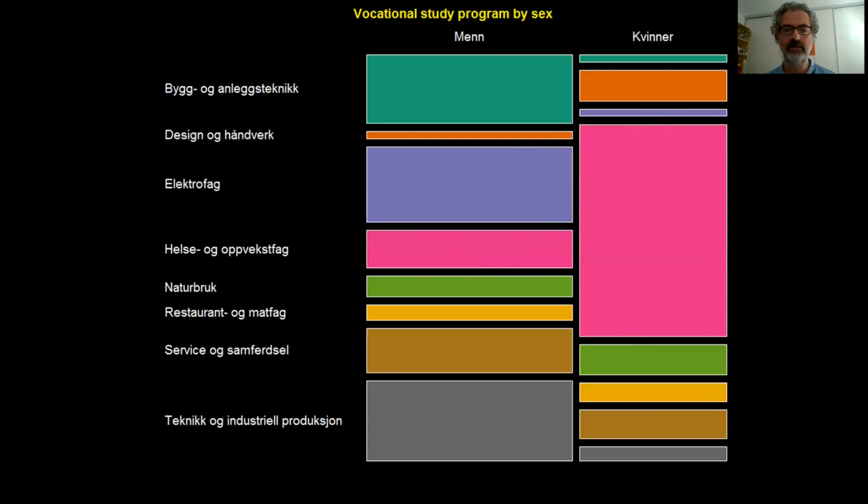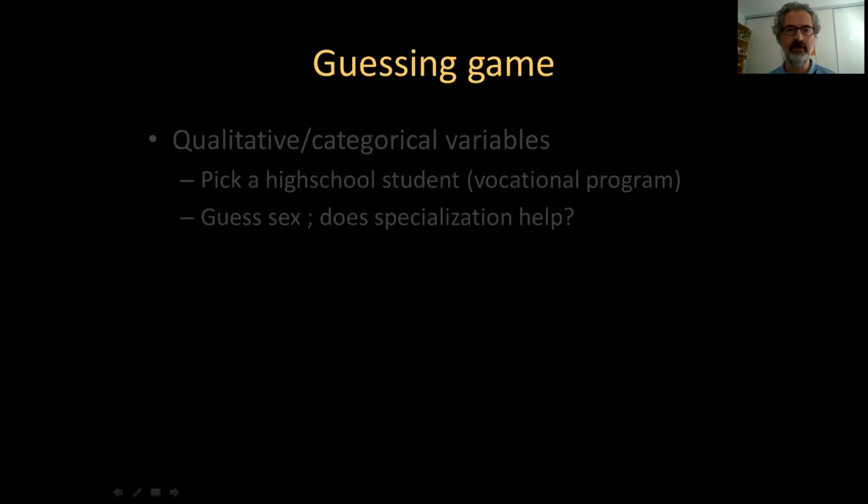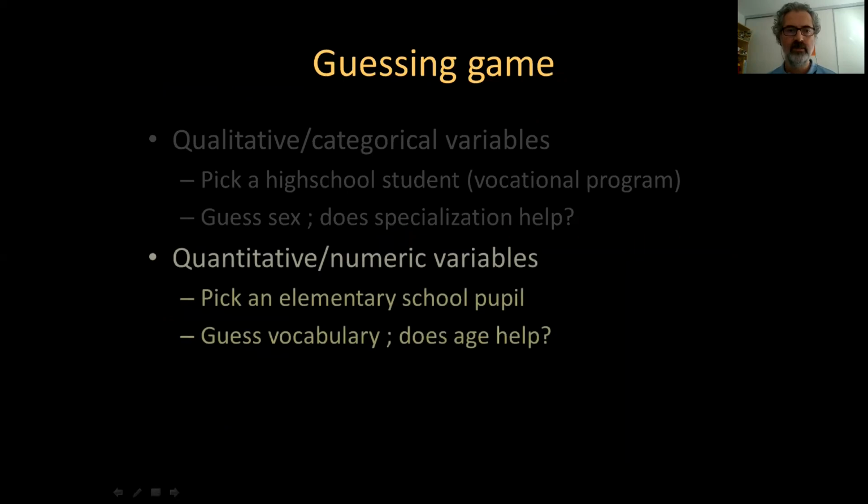So the fact that knowledge of one variable would make you change your guess on the other variable means that the two variables are related. And this is the visual display of two related qualitative or categorical variables. Let's see what the guessing game looks like for different kinds of variables. So now let's go to numerical or quantitative variables.